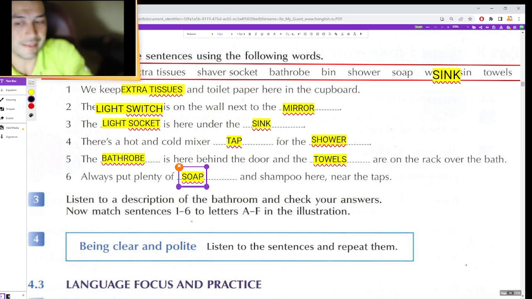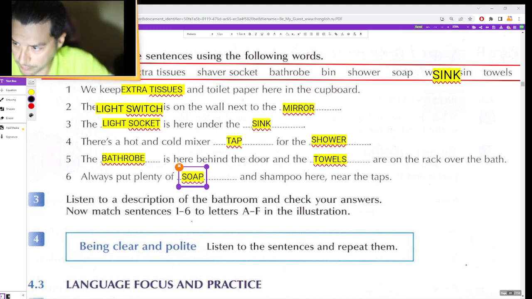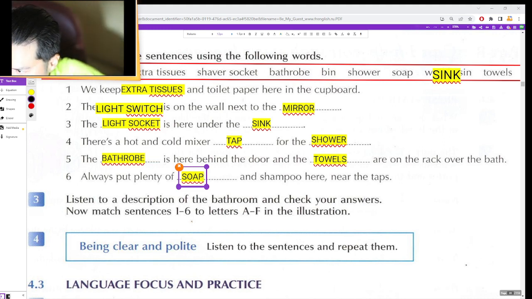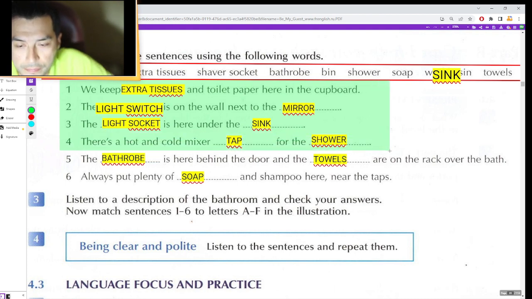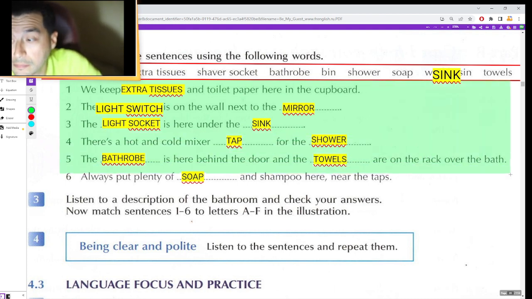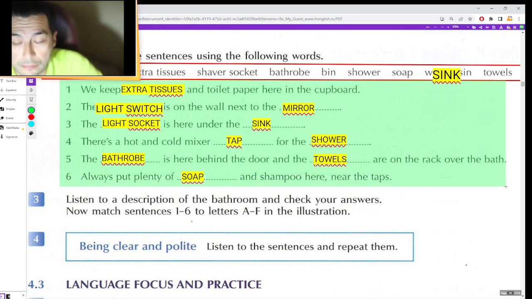Now listen and check your answers. Ready? 4.2. Exercise 3. We keep extra tissues and toilet paper here in the cupboard. The shaver socket is on the wall next to the mirror. The bin is here under the wash basin. There's a hot and cold mixer tap for the shower. The bathrobe is here behind the door, and the towels are on the rack over the bath. Always put plenty of soap and shampoo here, near the taps.